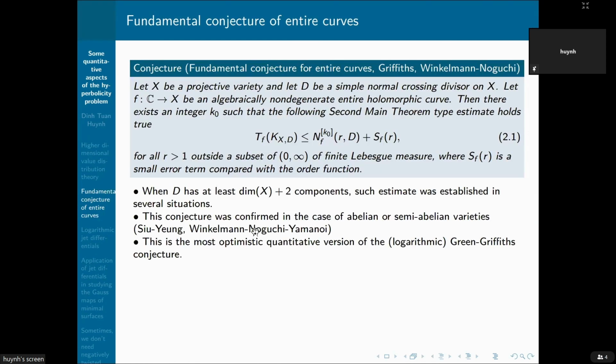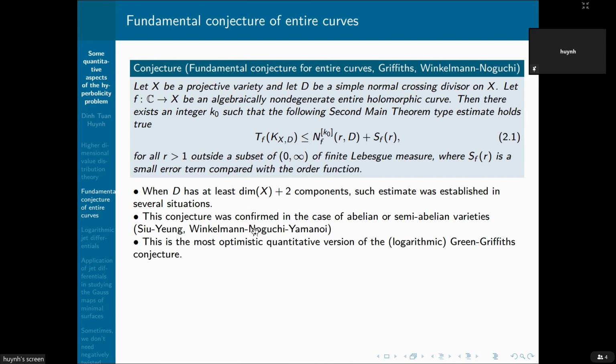The more optimistic version of the second main theorem we could hope for is a conjecture which contains the fundamental conjecture of Griffiths, Lang, Vojta, and Noguchi. For a projective variety S and a simple normal crossing divisor D on S, for an algebraically non-degenerate holomorphic curve into S, we can have a second main theorem type estimate for the height function of S with respect to the canonical line bundle K_S plus D. And in the right hand side, this is a truncated counting function.